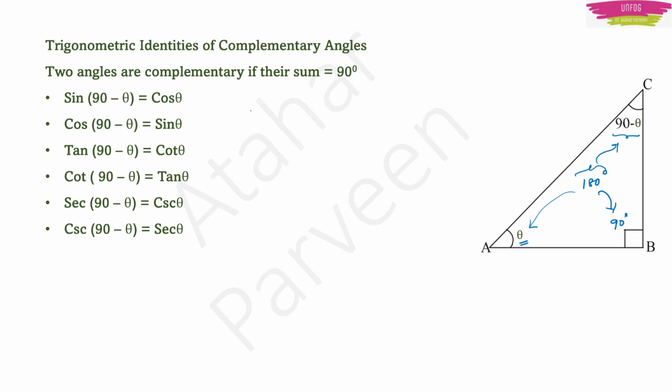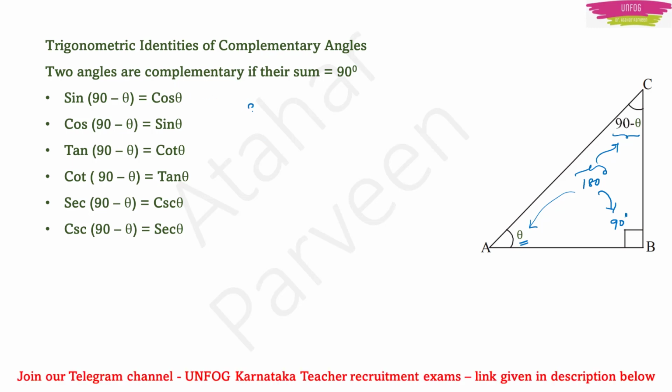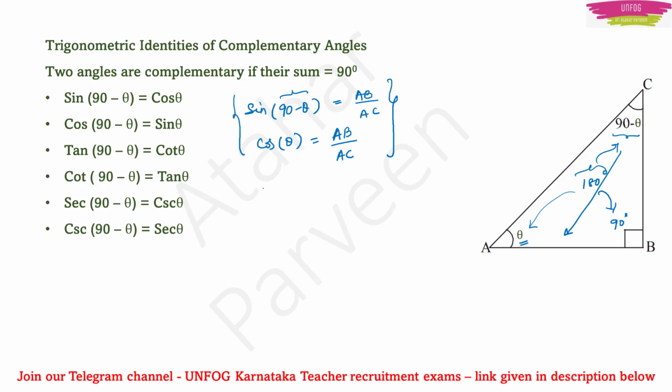Here, if I want sine 90 minus theta, see, let me write it like this. Here sine 90 minus theta is one angle. What is sine? Sine of any angle is opposite by hypotenuse, right? So what is opposite side for 90 minus theta? The opposite side is this, right? So it will be AB upon hypotenuse, which is AC. Okay. Now if I want cos theta, cos of some angle which is theta in this triangle, then it will be adjacent side upon hypotenuse. So if you carefully see, it is same, AB by AC. They are same for sine 90 minus theta and cos theta.